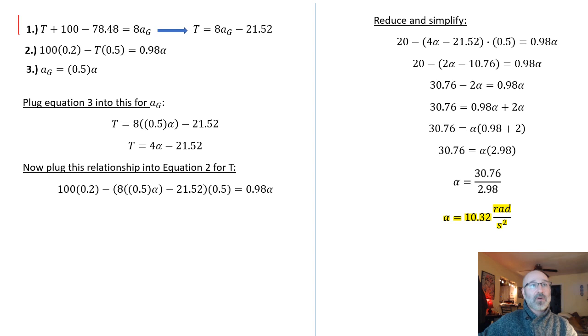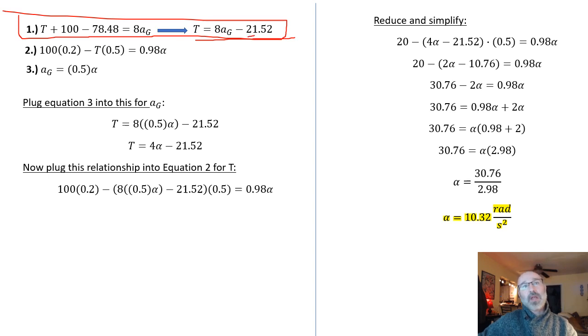So now my equation 1, I'm going to rewrite it here on the top of this slide. Now becomes this over here. T is equal to a sub g times 8 minus 21.52. So I now have that along with my equation 2 and equation 3 here.